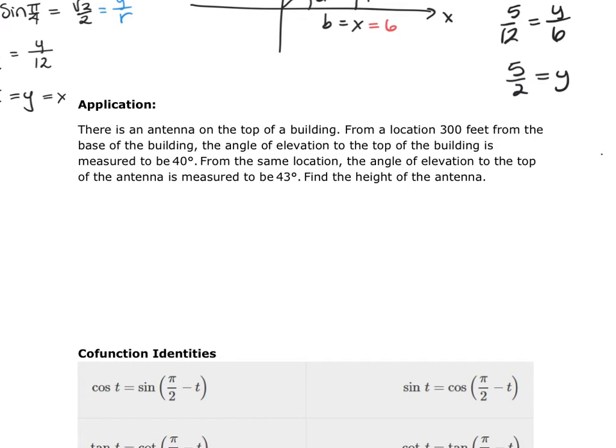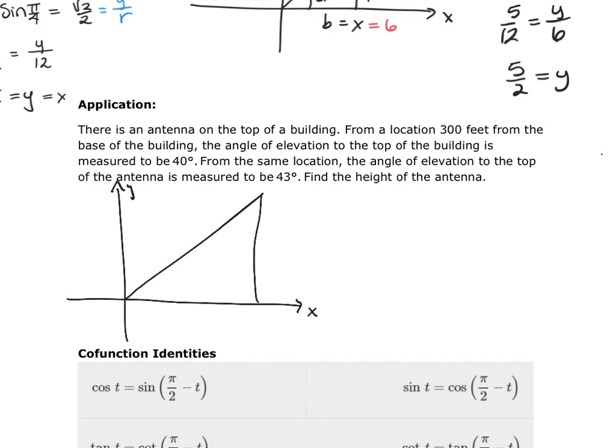There's an antenna at the top of a building, a location of 300 feet from the base of the building. The angle of elevation to the top of the building is measured at 40 degrees. So once again, I'm going to draw my picture, always in my first quadrant, y and x. They're telling me the angle of elevation, that means as you are standing there and looking up, is 40 degrees. So there's 40 degrees. And we're a location of 300 feet. So you're standing 300 feet from the building. So this side is 300 feet.